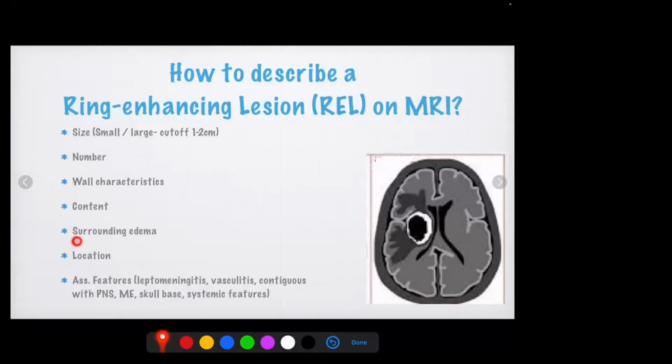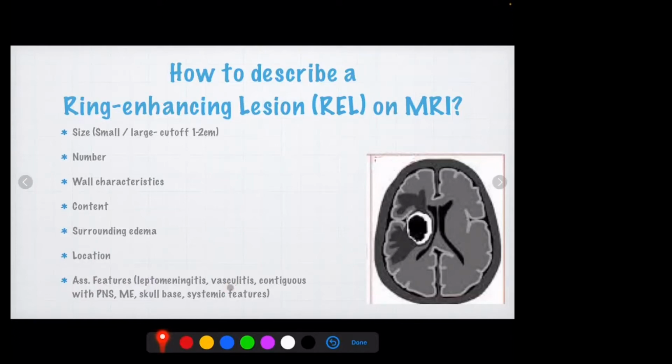Edema is a softer point compared to the other ones, because there can be profuse vasogenic edema even in bacterial abscess. So it doesn't always mean that it's a metastasis or malignancy. Location sometimes can be helpful. We will discuss now further. And associated features can be sometimes very useful, if there is a contiguous leptomeningitis from where the source of the infection has come, associated vasculitis.